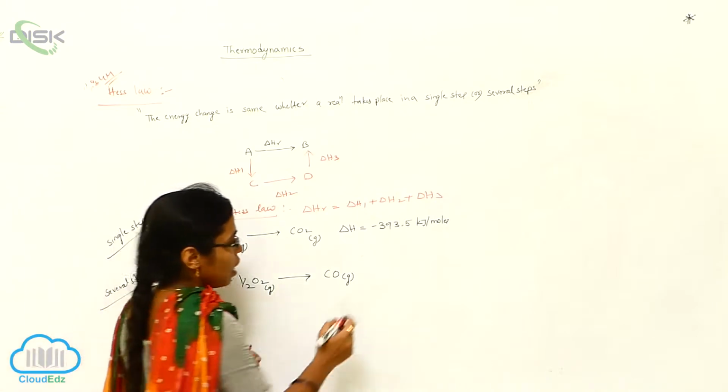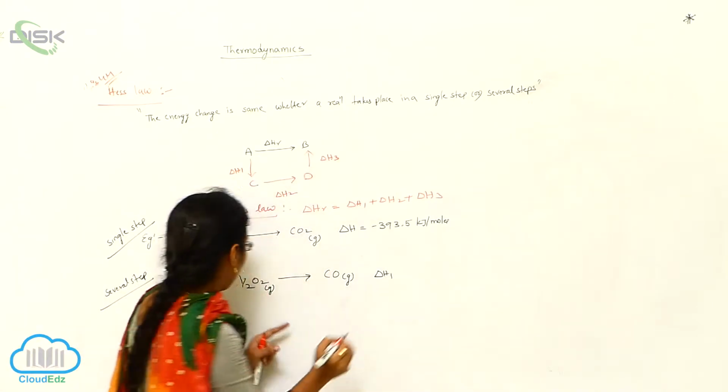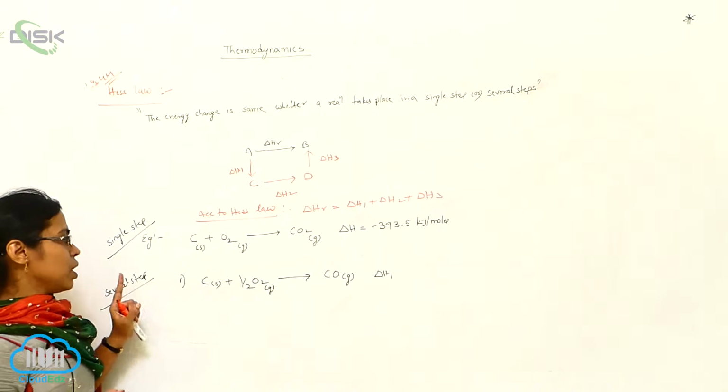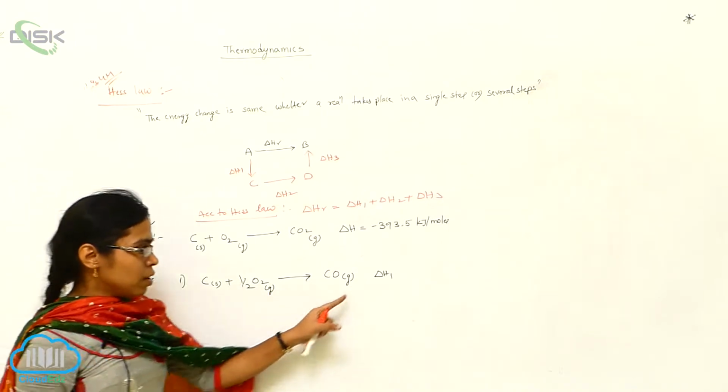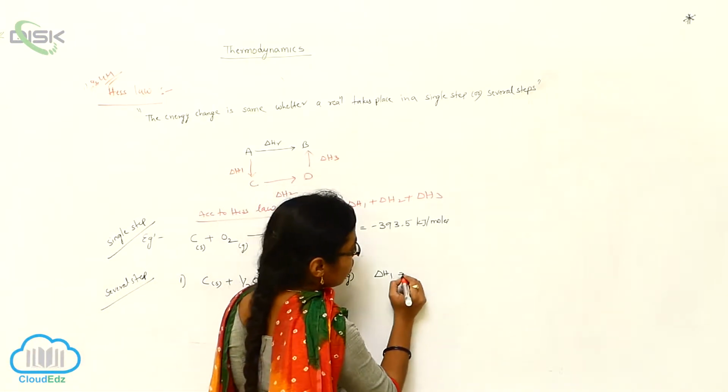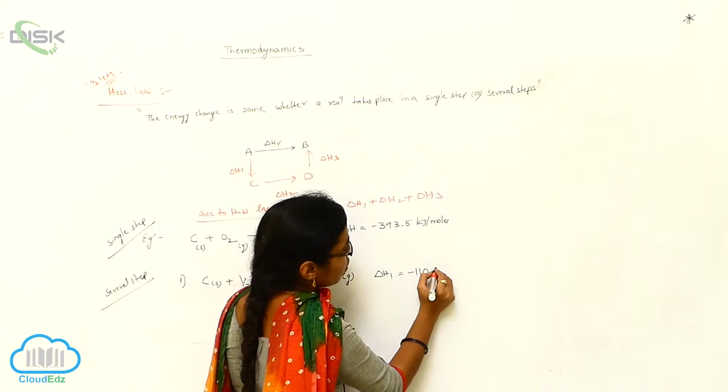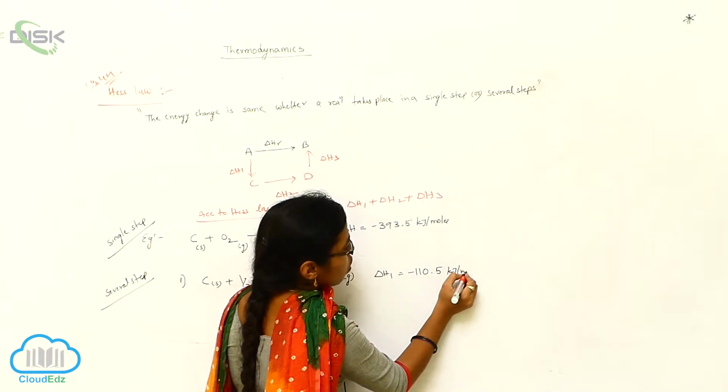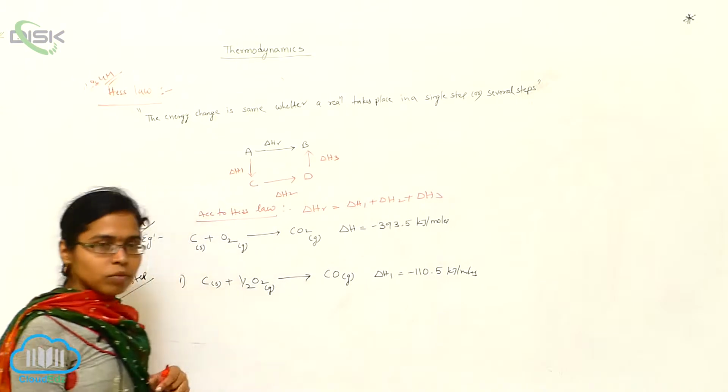For this one, I want to give delta H1. Why? Because it is the several steps. For the first step, delta H1 is nearly minus 11.5 kilojoules per mole.